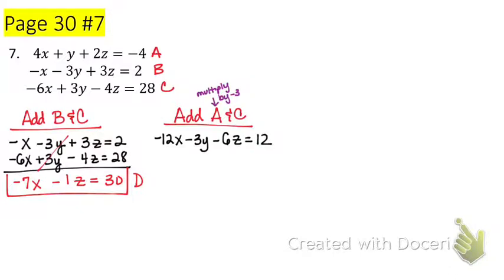I'm going to make sure I did that right before I proceed. So negative 3 times 4 is negative 12. Negative 3 times 1 is negative 3. Negative 3 times 2 is negative 6. Okay, so that is correct. So now under that, I am going to write equation C. Equation C is negative 6x. Go ahead and add those together.